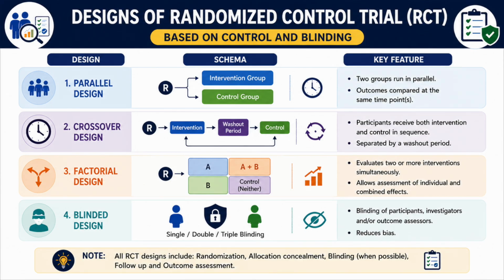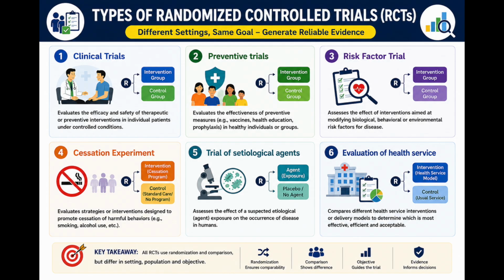Blinding is another important feature of RCTs. Depending on who remains unaware of the treatment allocation, trials may be single blind, double blind, or triple blind. Blinding helps reduce observer and participant bias, improving the credibility of the findings. Randomized controlled trials can also be classified according to their purpose. Clinical trials evaluate therapeutic interventions or new treatment modalities in patients. Preventive trials assess interventions that prevent disease such as vaccines or chemoprophylaxis.